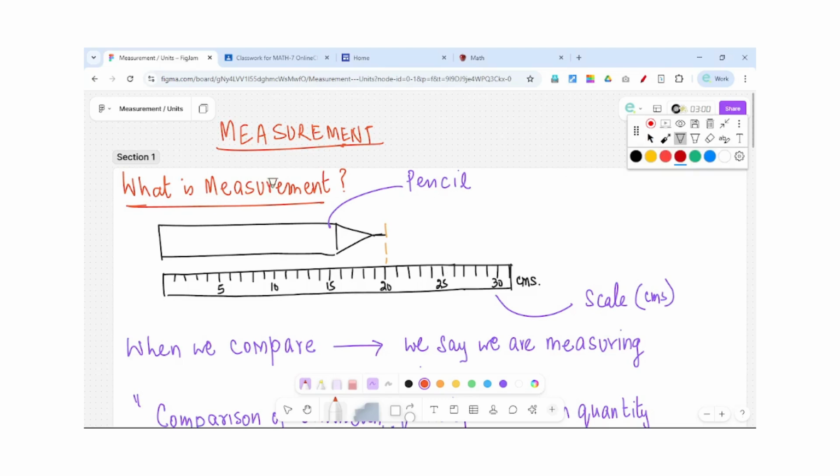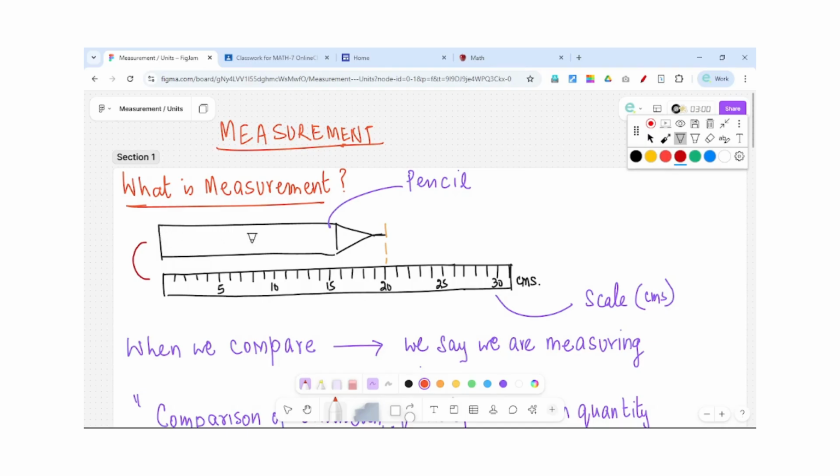We'll see what we mean by measurement and the units of measurement. Just to give you an example, suppose this is a pencil and this is a measuring scale. This is a scale which has markings in centimeters. When we place this pencil along the scale, what are we trying to do? We are trying to compare the two quantities. We are comparing their length.